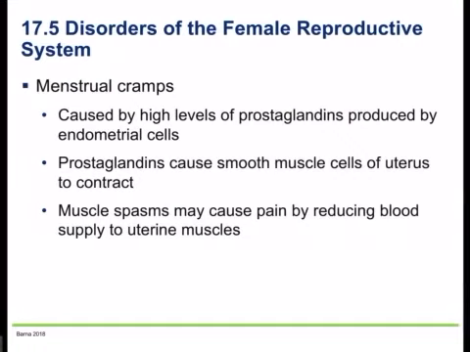Menstrual cramps. When you're going through menstruation, you have basically inflammation occurring, and these chemicals called prostaglandins are released by cells of the endometrium, and they cause the smooth muscle cells of the uterus to contract, and then that may cause pain by those muscle spasms.